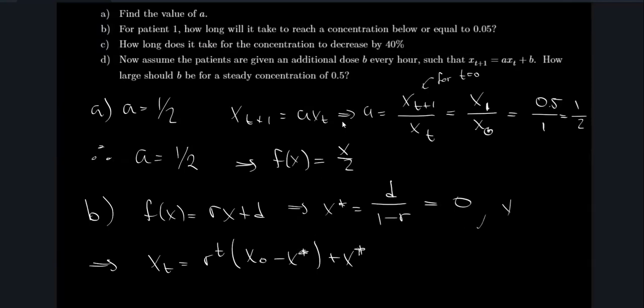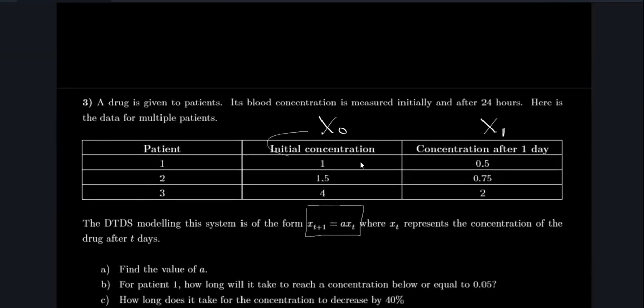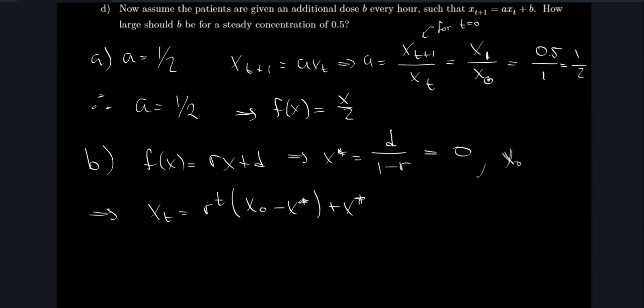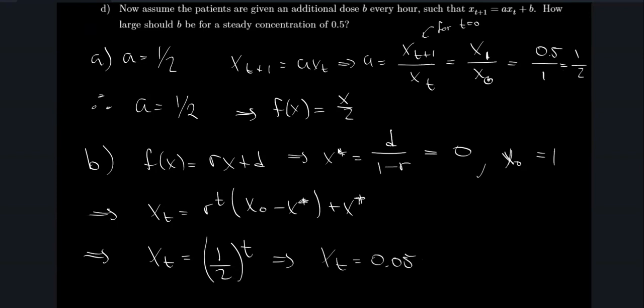And what's our initial value? For patient 1, our initial concentration is pretty easy: it's 1. We plug that in, and we get that the general solution, x of t, is going to be 1/2 to the t, and that's it. Now you want to know for which value of t the concentration is going to be 0.05, so just set x of t equal to 0.05. Now you're solving for t, 1/2 to the t.